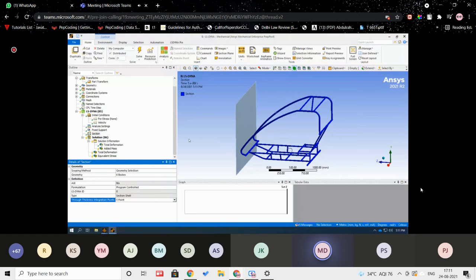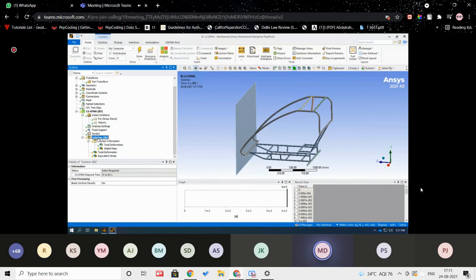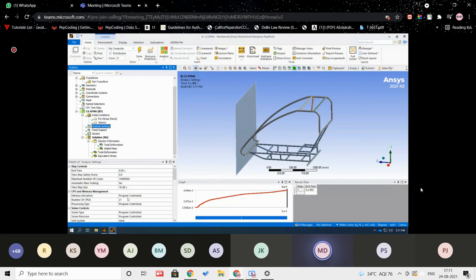After defining the section, you can simply go to the solution phase. You can start solving from here. And if you have multiple cores in your system, then you can control those things from here, like your number of CPUs and all you can define.